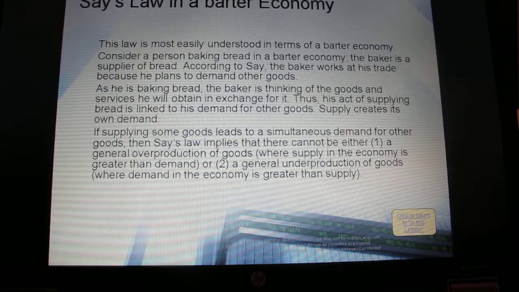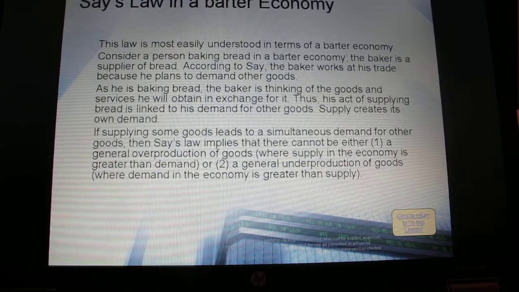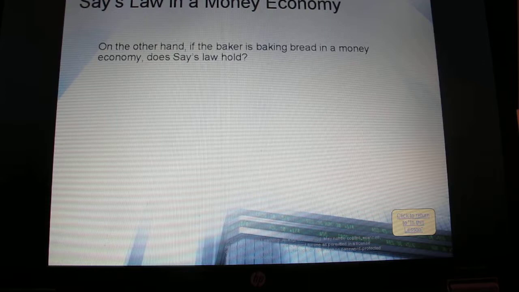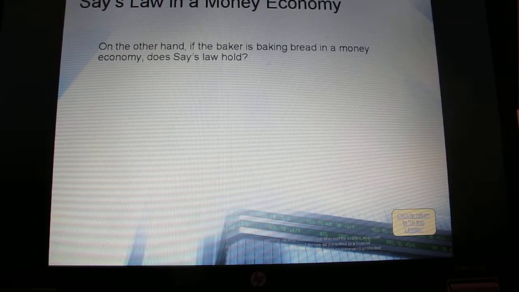If supplying some goods leads to simultaneous demand for other goods, then Say's law implies that there cannot be an overproduction of goods or an underproduction of goods, as we've already mentioned. On the other hand, if the baker is baking bread in a money economy, does Say's law still hold?